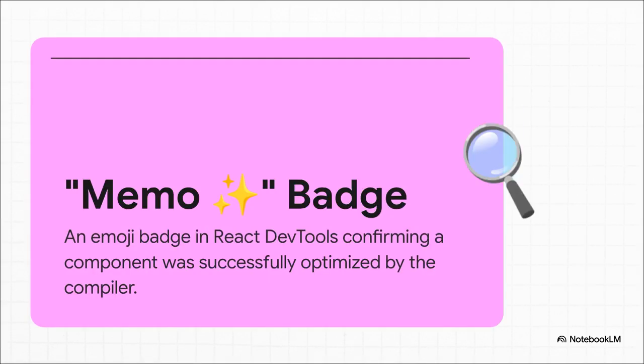So how do you even know if it's working? Well, the React DevTools give you this awesome little confirmation. If you pop open your DevTools and see Memo with a little sparkle emoji next to your component name, that's it. That's your seal of approval. It means the compiler did its job successfully.